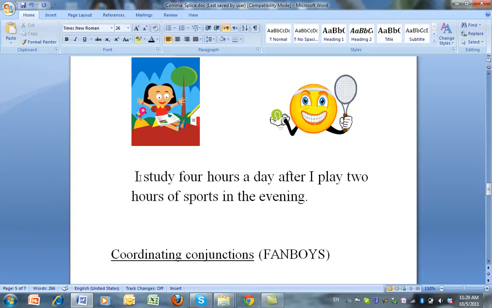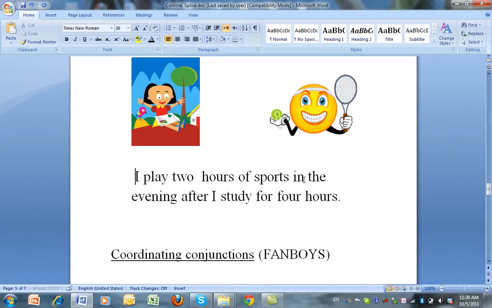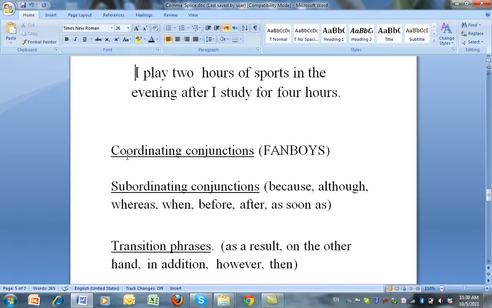you might want to say, I play 2 hours of sports in the evening after I study for 4 hours. I play 2 hours of sports in the evening after I study for 4 hours, or after I study for 4 hours, comma, I play 2 hours of sports in the evening. The point is that we have choices.